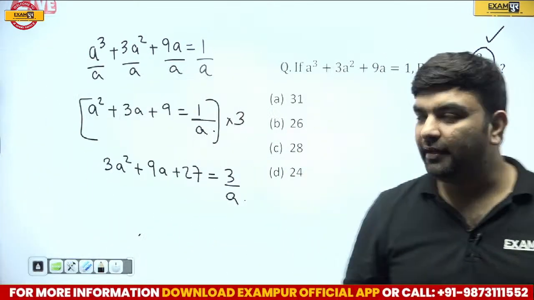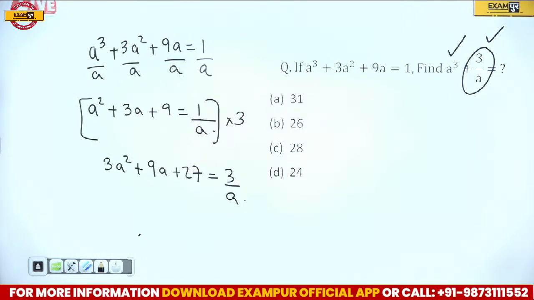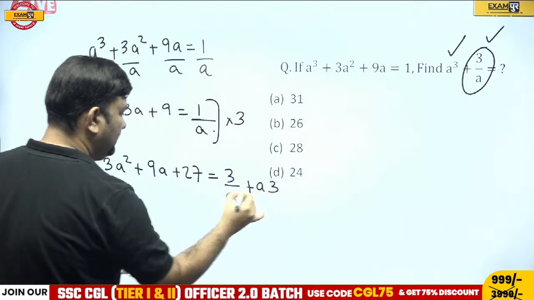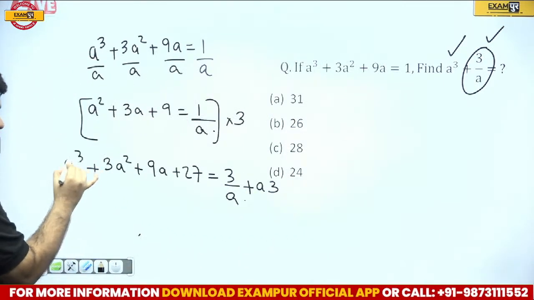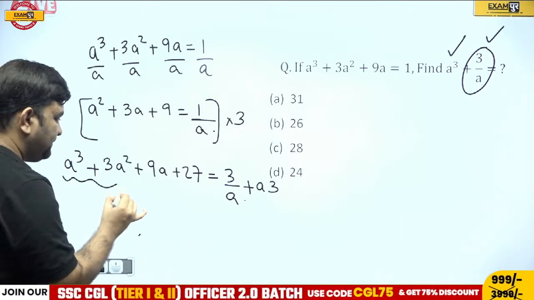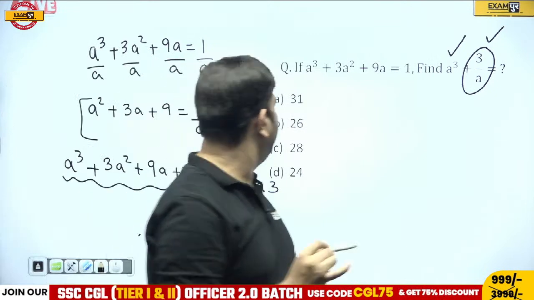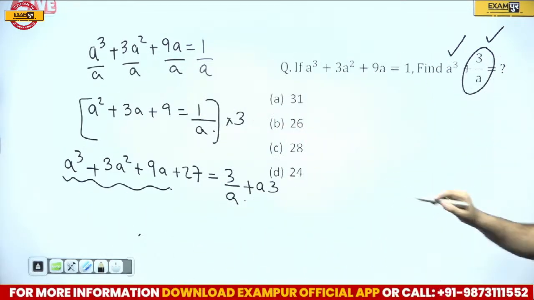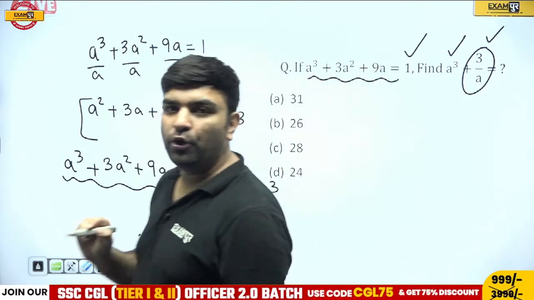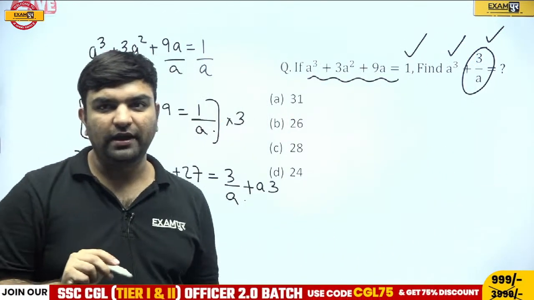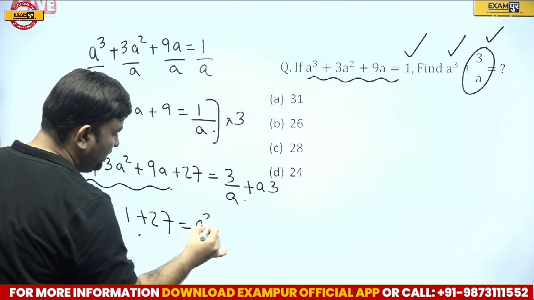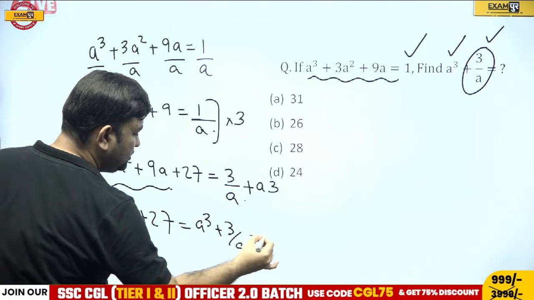Now what else, my dear? You want to add a cube. So add a cube on both sides. And for your kind information, guys, this part is already given as 1. So I would be using its value directly to find out a cube plus 3 by a as 28.